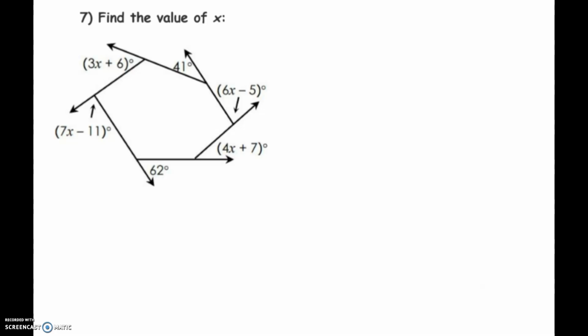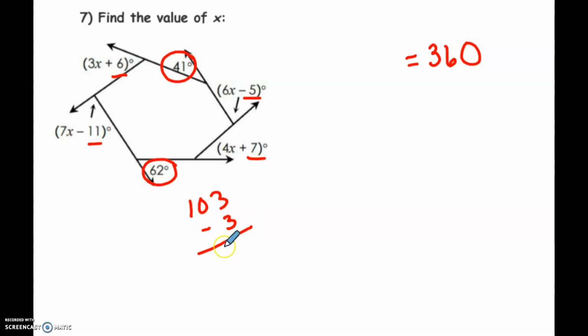Takes us to problem 7, and we're looking at the exterior angles of this polygon. It really doesn't matter how many we have. It looks like there's 6, but the exterior sum should always be 360 in any polygon. So I just need to add up these expressions. Again, I have 62 and 41, so that puts me at 103 so far. And then I have a negative 11 and a negative 5, that's negative 16. Negative 16 plus 13 gives me a negative 3. So my constants add up to 100.